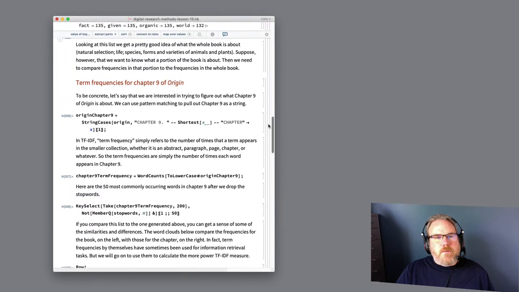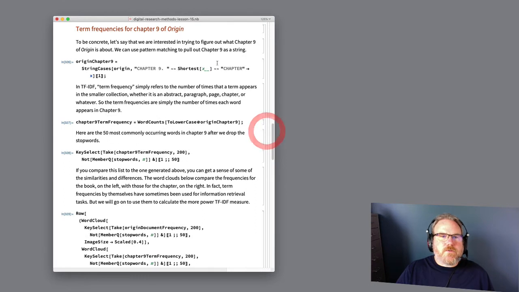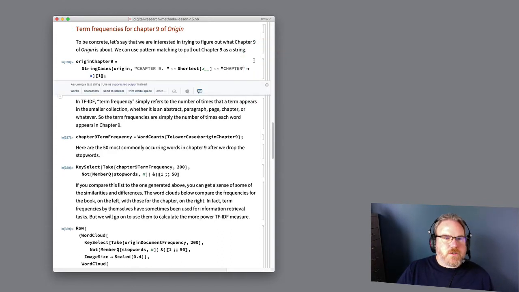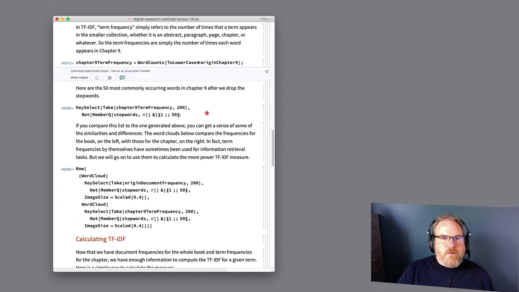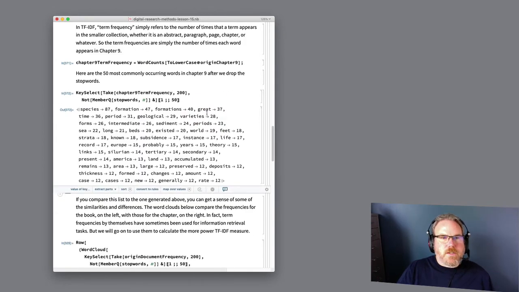So what we do is we compute what are called term frequencies. These are frequencies for a smaller unit. So let's say we're going to try to figure out what Chapter 9 of Origin is about. We can use pattern matching to pull out Chapter 9 as a string, and we can compute the term frequency, again simply using word counts on lowercase words, for Chapter 9. Here are the 50 most commonly occurring words in Chapter 9. Species, not surprising since it's commonly occurring in the book as a whole. Formation, formations, geological, period, sediment, and so on.